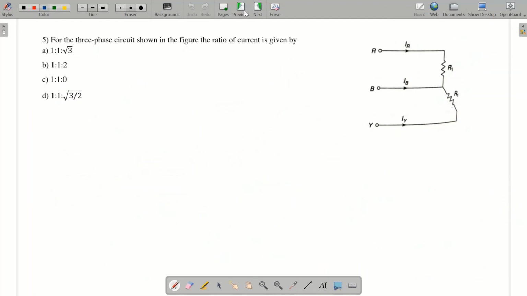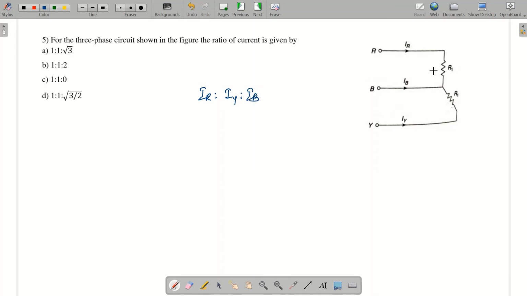So this is the last problem. What they had given: for a three-phase circuit shown in the figure, the ratio of the currents is given by IR, IY, IB. So what are they asking? They are asking to find out the ratio of IR is to IB is to IY, I think IY is to IB.